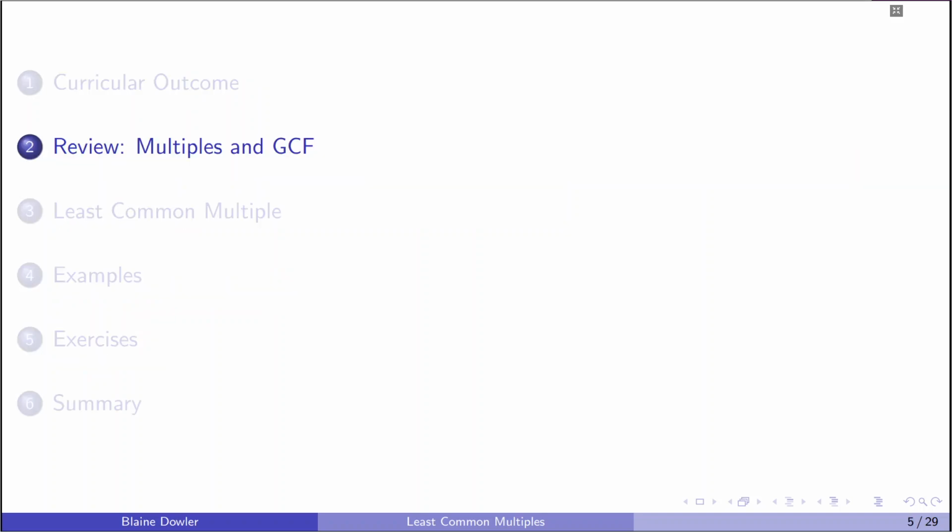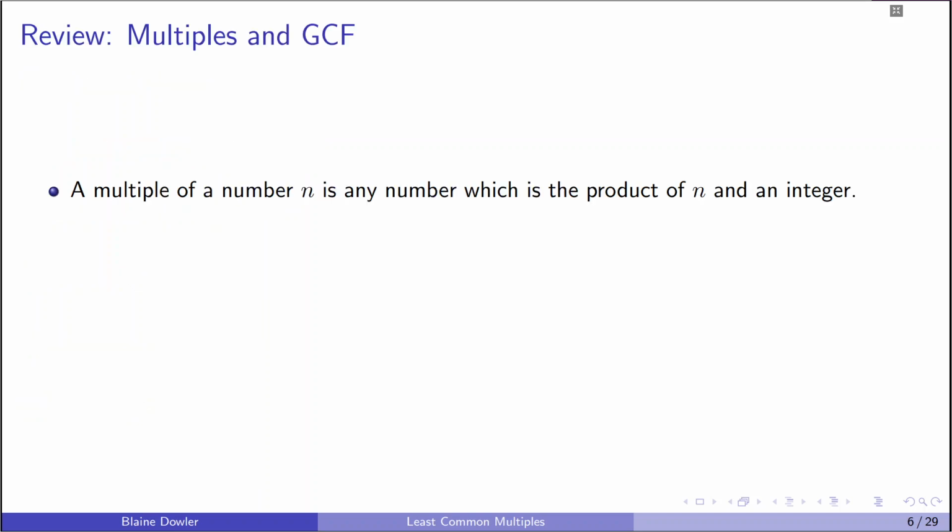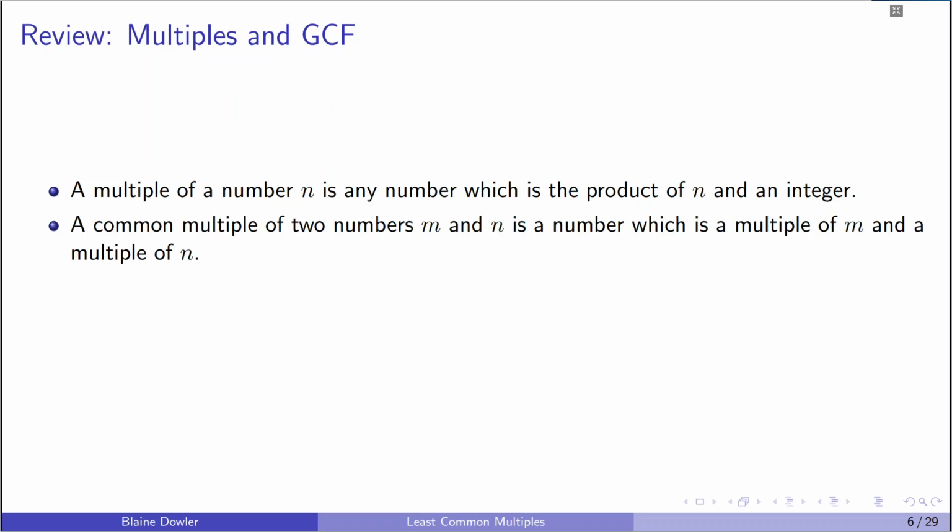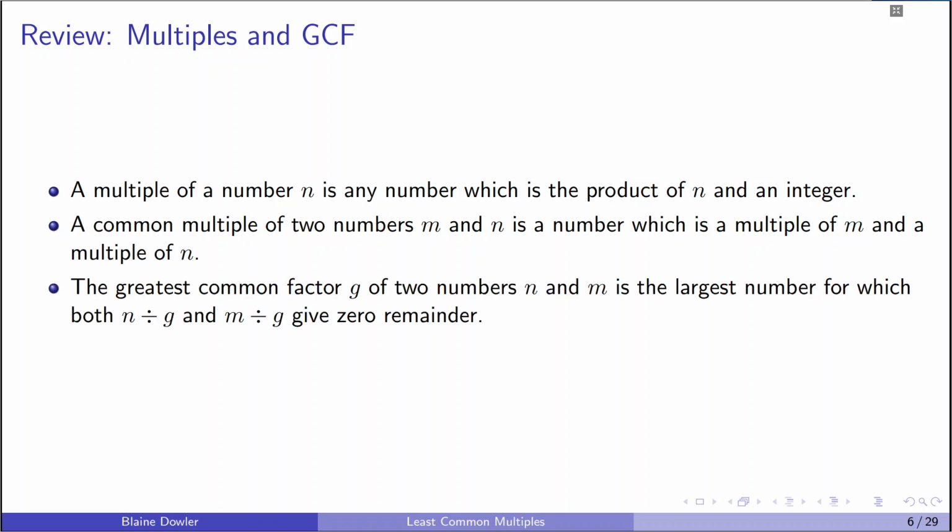So how do we do this? Well, remember, a multiple of any number n is a number which is the product of n and some integer. A common multiple of two numbers is a number which is a multiple of both. The greatest common factor of two numbers is the largest number by which the two numbers can be divided with no remainder.